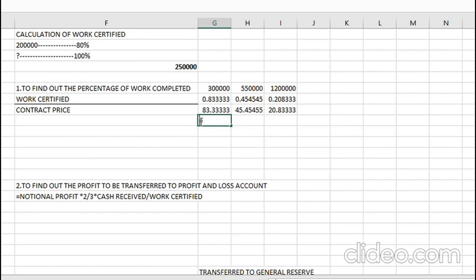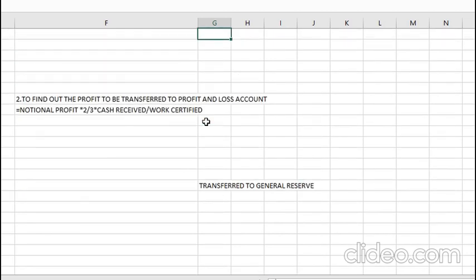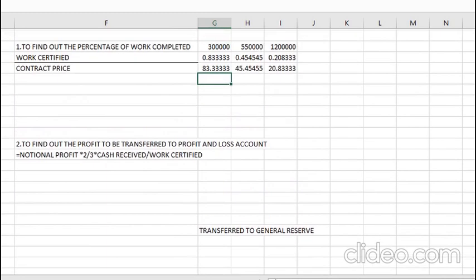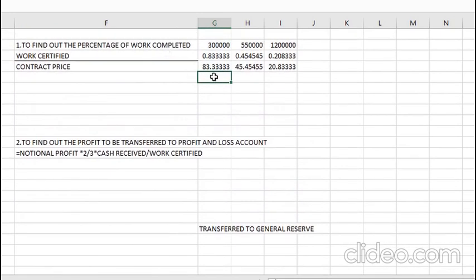So when it is 83%, the formula is notional profit into 2 divided by 3. So the formula will be notional profit into 2 divided by 3 into cash received divided by work certified.